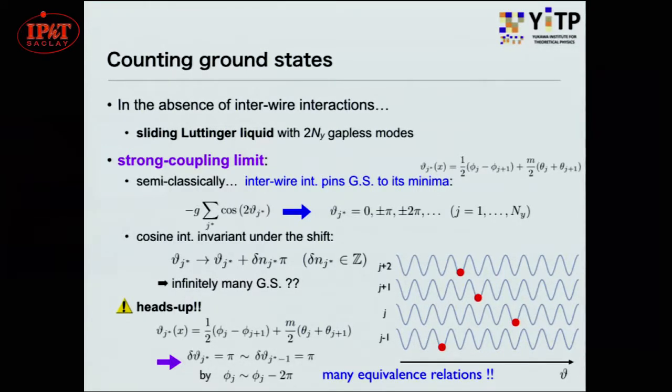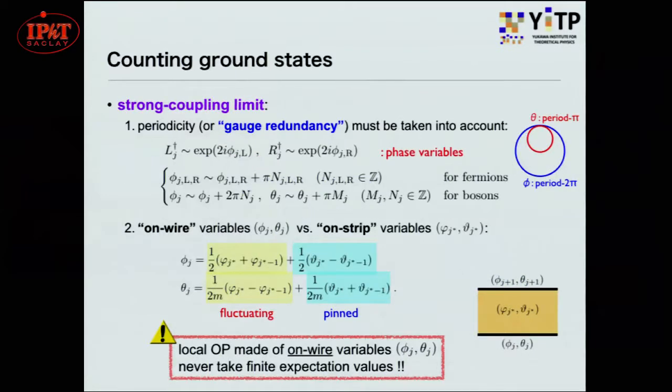But this is not quite actually true, because this is a definition of the round theta field, and the theta field is made up of two mutually dual fields, namely phi and theta are dual to each other. So you cannot simultaneously pin these two fields. This is a key point. And actually, if you shift round theta by pi, this is absorbed by a shift of another chain by pi. And actually, these two processes are equivalent to each other by the periodicity of the phi field. So you need to take into account the periodicity of the bosonic field like this.